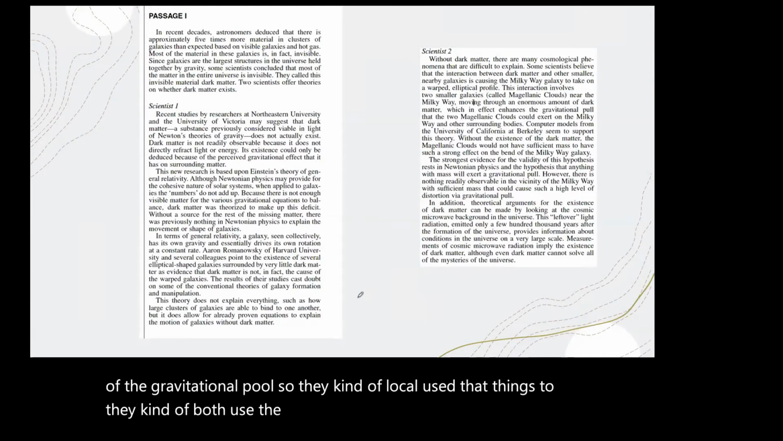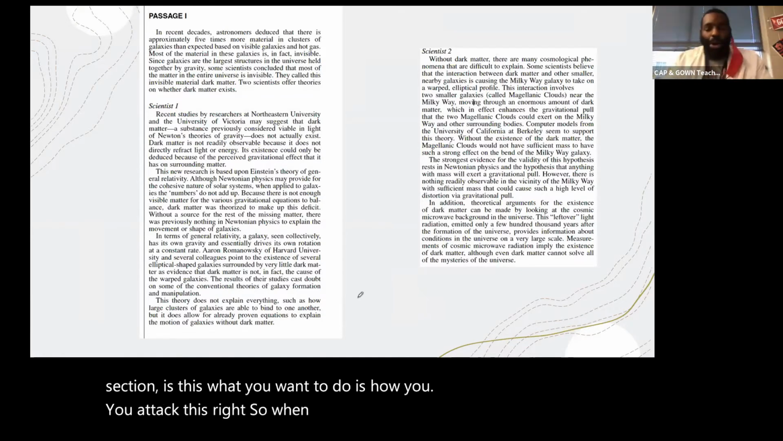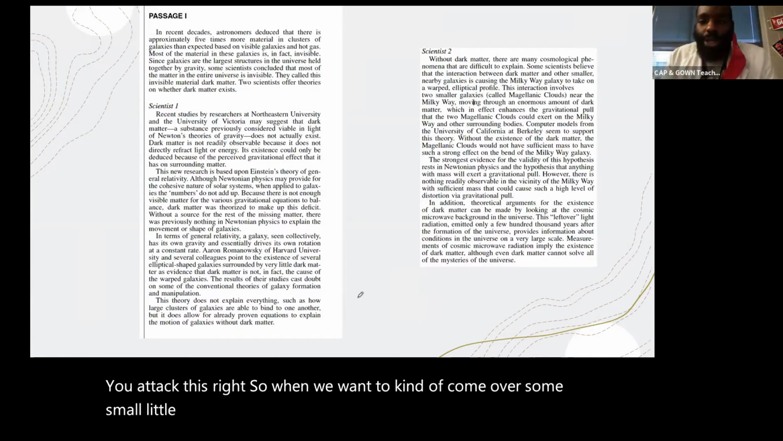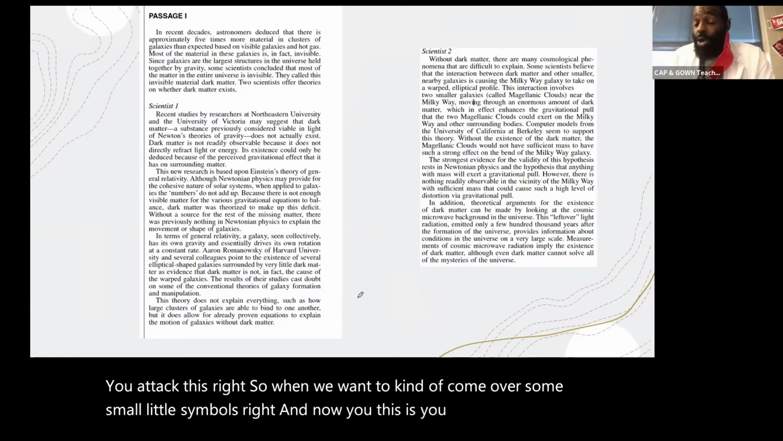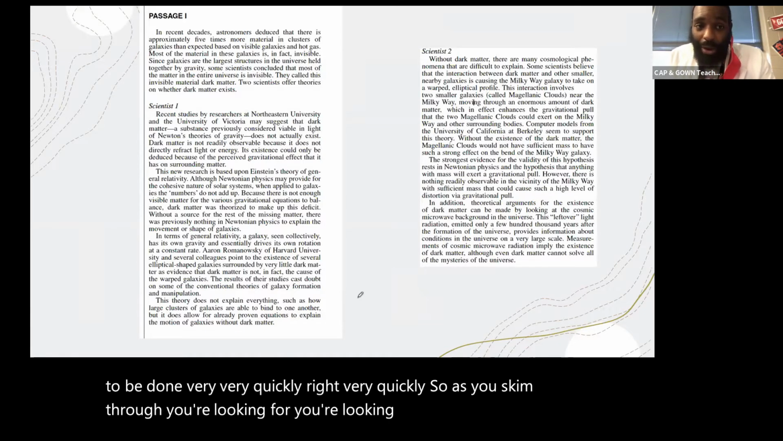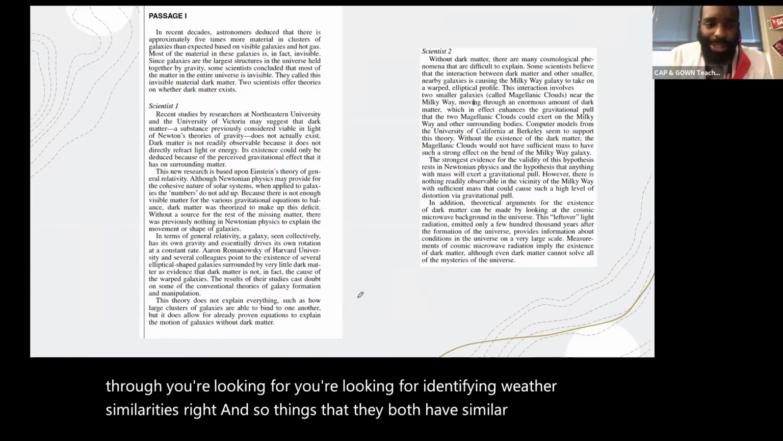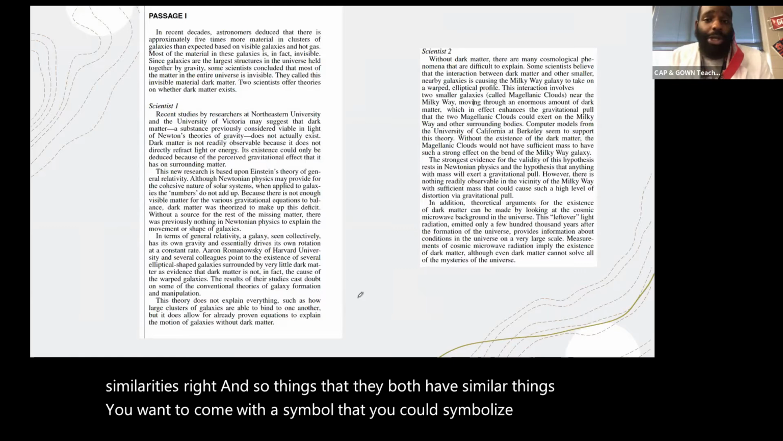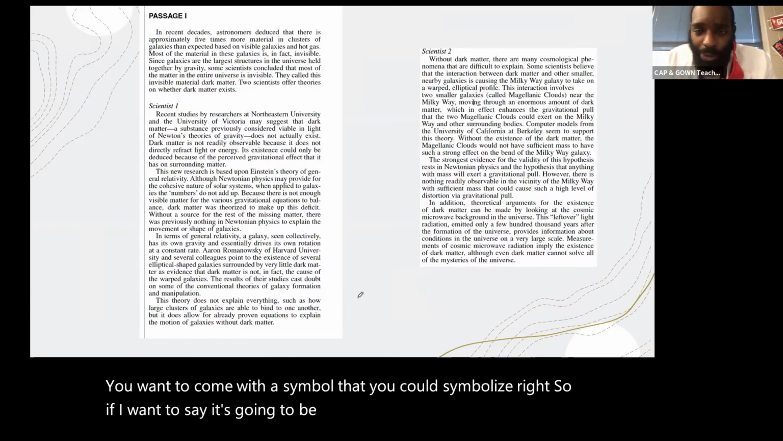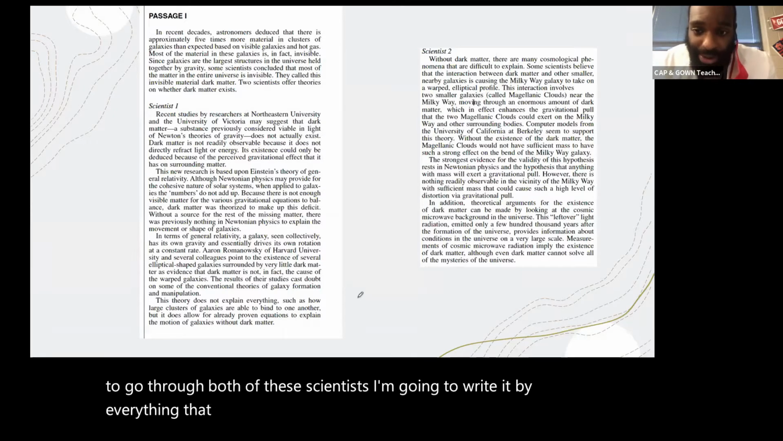All right. So in this particular section, ladies and gentlemen, this is how you attack this. One, we want to come up with some small symbols, and this has to be done very, very quickly. As you skim through, you're identifying the similarities, and for things that they both have in common, you want to come up with a symbol. So if S is going to be my term for similarity, I'm going to go through both of these scientists and write an S by everything that they both have in terms of similarities.